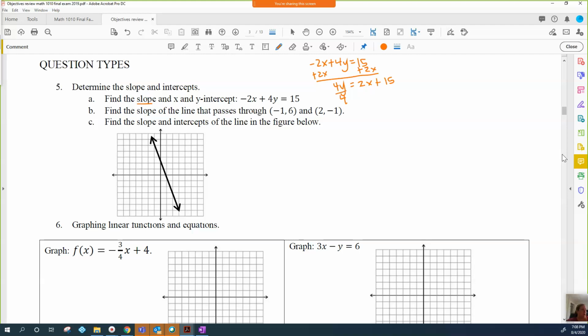And then I'll need to divide by 4 here. All right, so y equals, well, 2/4 reduces to 1/2, so 1/2 x plus 15/4. When it's in this form, something important to remember is that the slope is the number in front of our x, and then the y-intercept is the other number there. Just something to keep in mind when you're dealing with these types of linear equations.